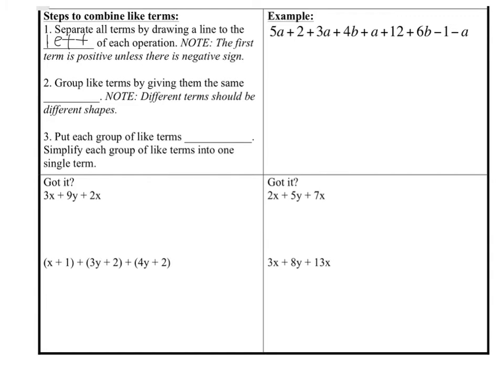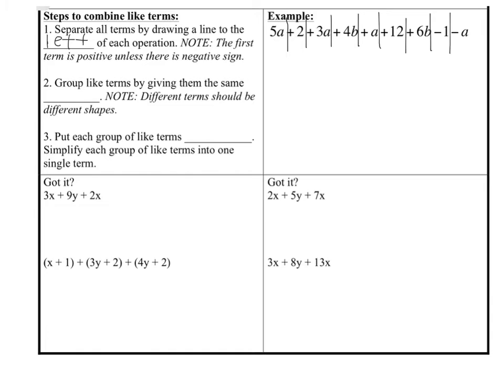So 5a, we know that's positive because there's no negative sign. And then I have an addition operation, so I'm going to draw a line to the left. Draw a line to the left of each operation.